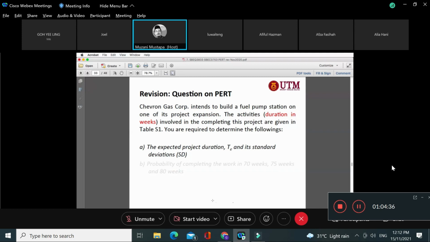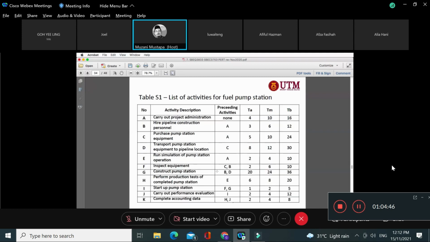So question number one, they give you a project duration, TE. TE tu dia ada bagi lah probable time dan juga standard deviation. Calculate on that thing. So list activity dia bagi dah. Ada yang preceding activities, ada yang A. This is what I told you previously lah.